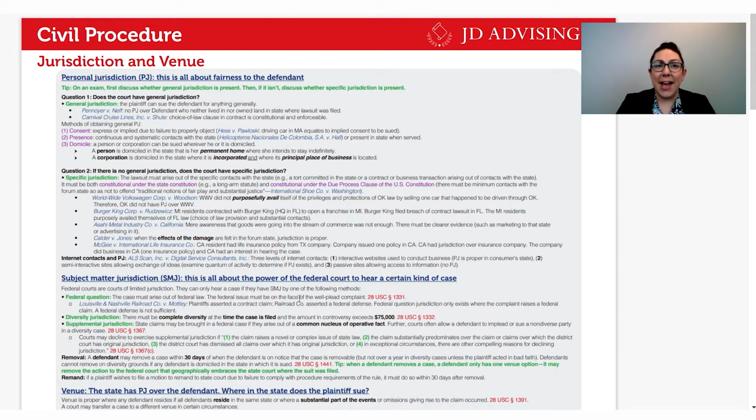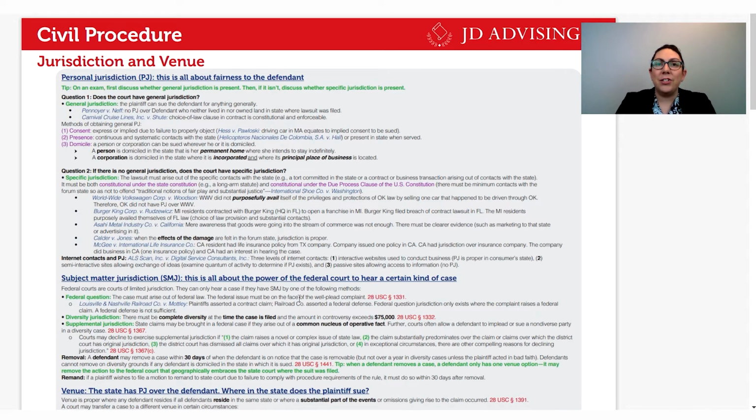Jurisdiction in this context is a fancy word for power. And jurisdiction looks at the court's power to hear a particular type of case or hear a particular case. So we're asking ourselves, can this court hear this case? Do they have the power to hear the case? There are 2 types of jurisdiction, and in order to hear a particular case, the court has to have both types of jurisdiction. Number 1, they have to have personal jurisdiction, and this is all about fairness to the defendant.